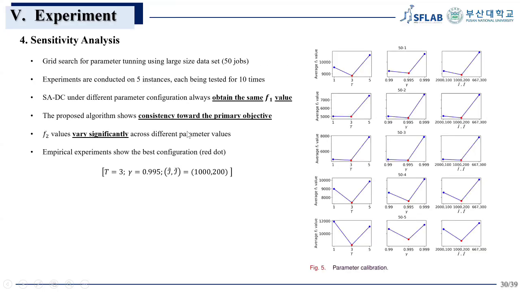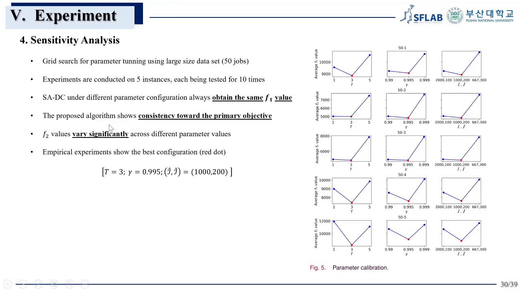For the sensitivity analysis, we will use grid search for parameter tuning using a large-size dataset, 50 jobs. The experiment will be conducted on 5 instances. Each will be tested 10 times. So we assume that SADC under different parameter configurations always obtains the same F1 value.